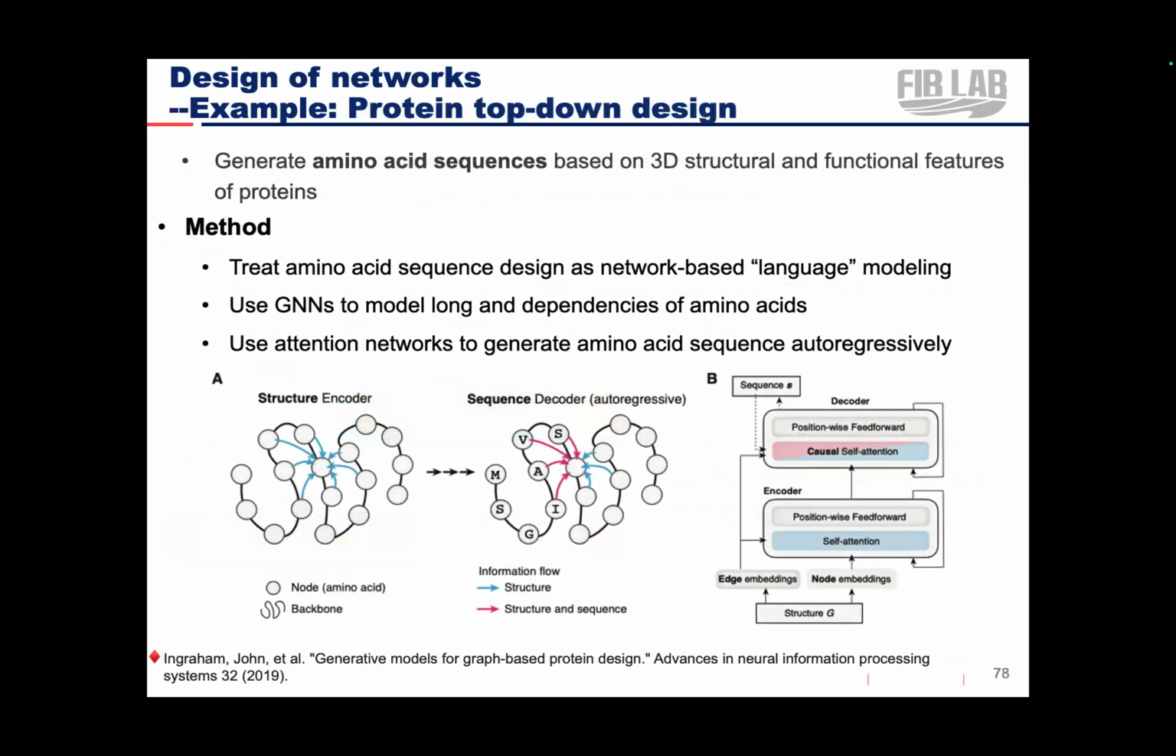Another example is also about protein design, which is to generate the amino acid sequence based on the 3D structure and functional features of proteins. In this method, they also treat this kind of sequence generation as language modeling. They use a GNN to model the dependencies of amino acids, and then use the network to generate the amino acid sequence autoregressively.